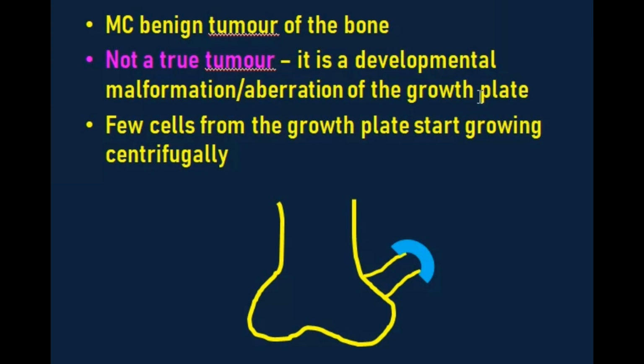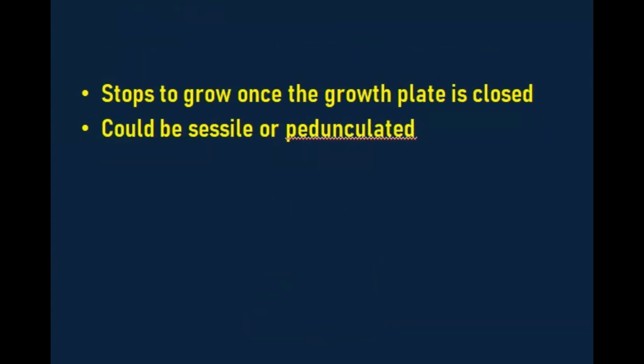So, what happens is there's a few cells from the growth plate. I haven't drawn the growth plate here, but it will be around this place. A few cells from the growth plate start growing centrifugally, as you can see over here, that is away from the bone, and that is how this tumor arises.